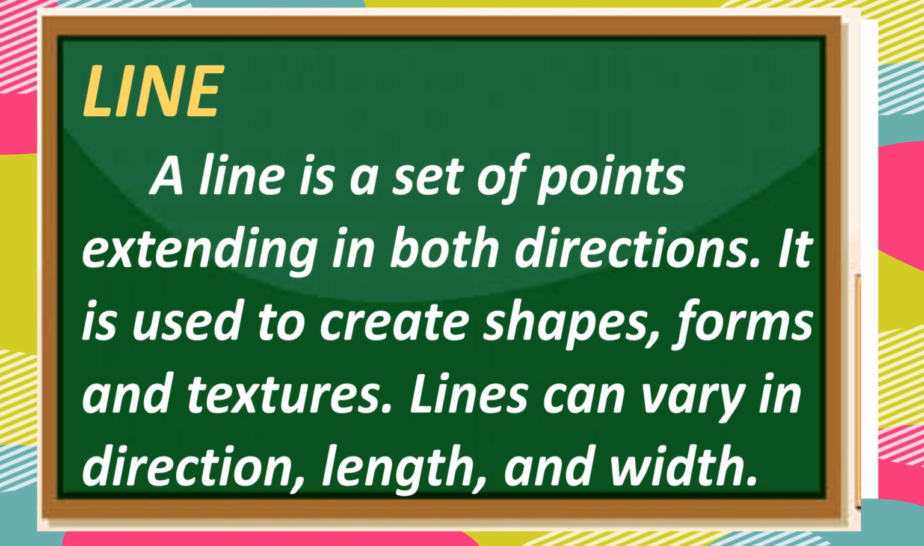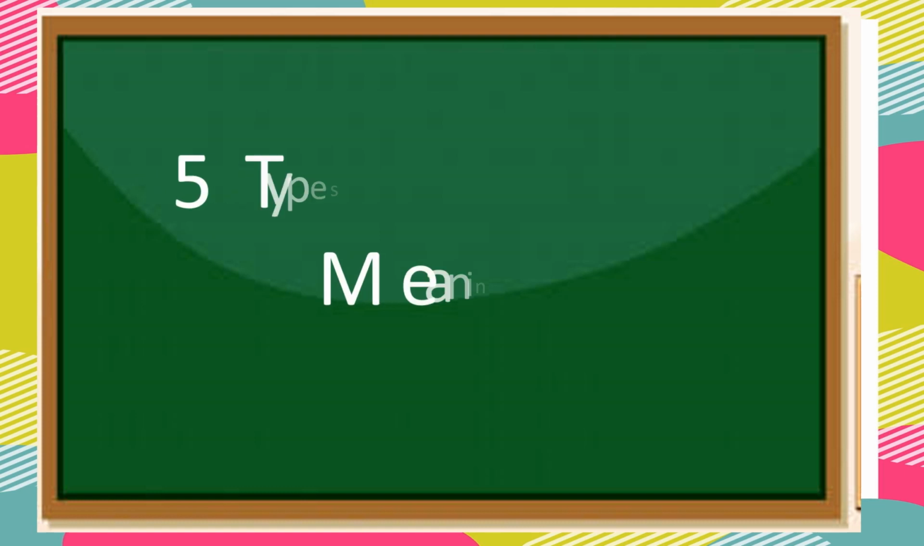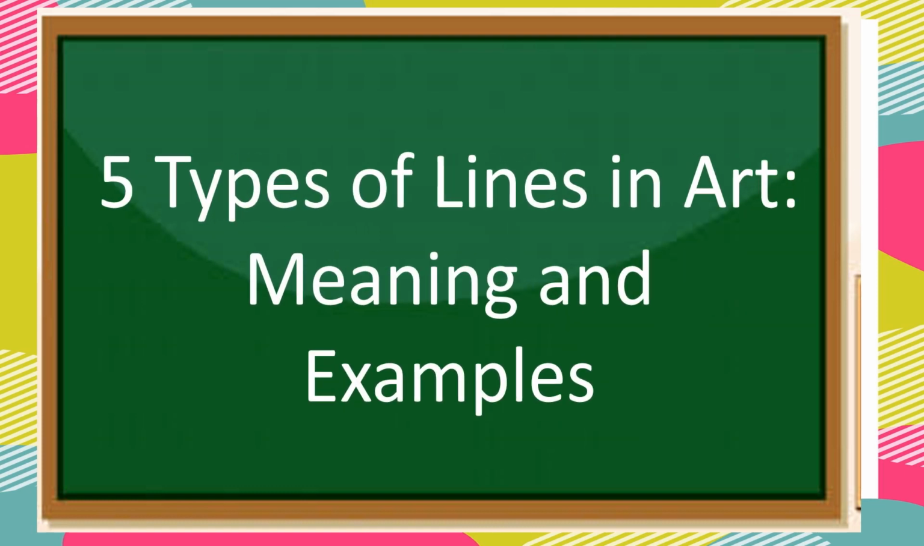Line. A line is a set of points extending in both directions. It is used to create shapes, forms, and textures. Lines can vary in direction, length, and width. They may be horizontal, vertical, diagonal, straight, or curved. They can also be thick or thin. We have 5 types of lines in arts.